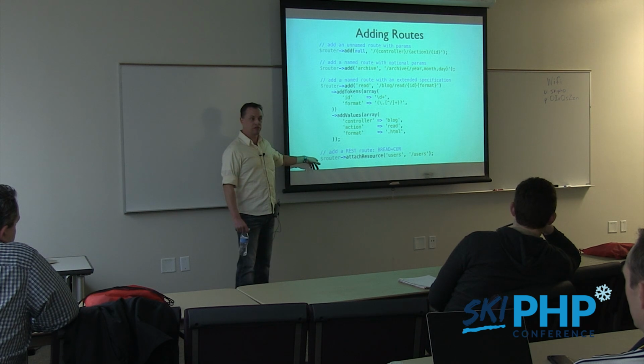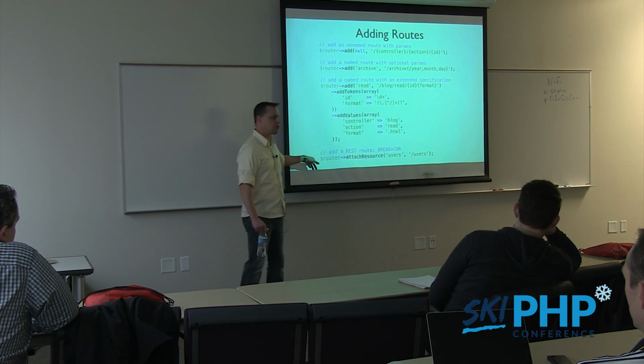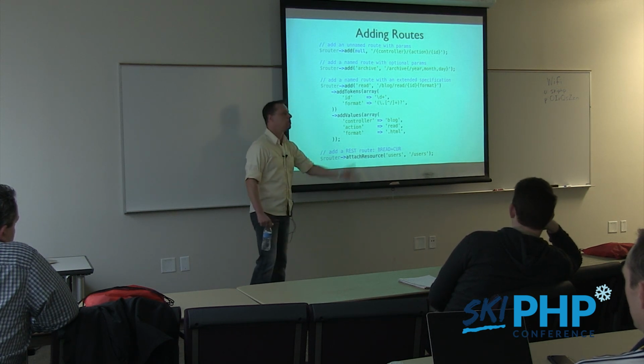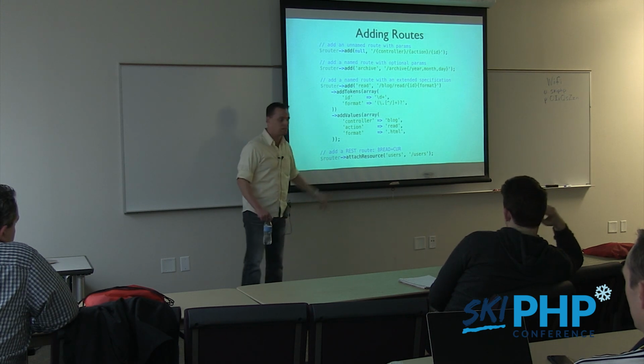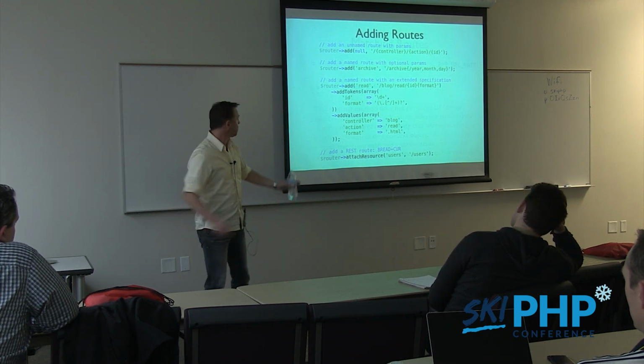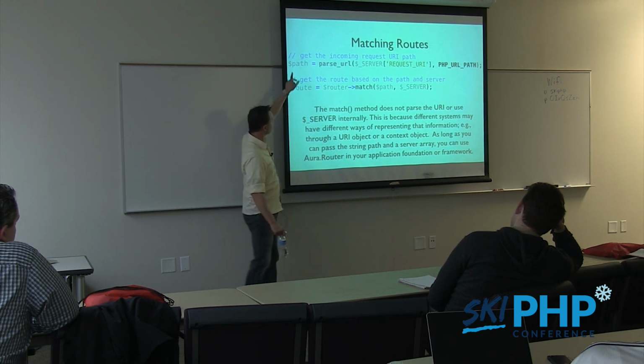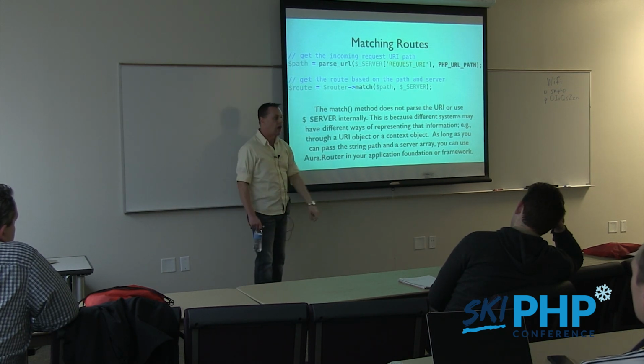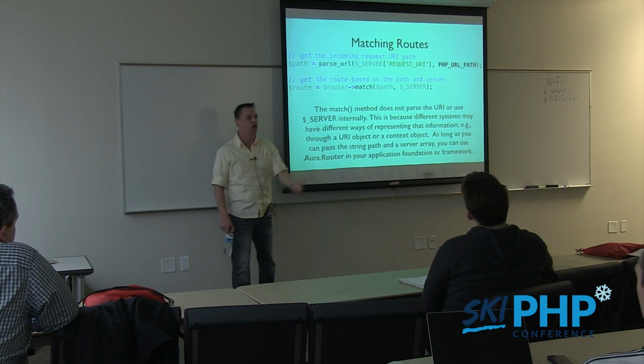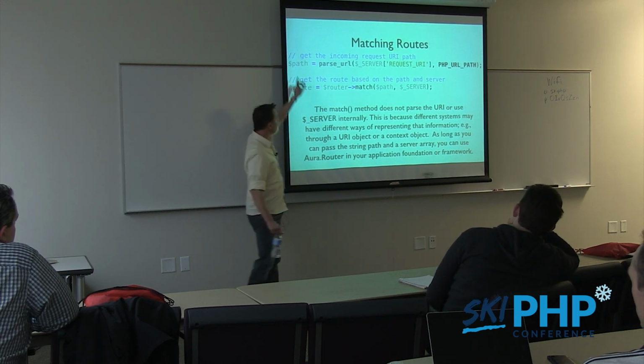If you don't like those defaults, you can put in your own resource callable here and then use it to manipulate the router every time you make this call. So again, basic standard stuff. This is where the important part comes in. When we match the route, again, we're not using $server internal to the routing class. We have to pass that information in.